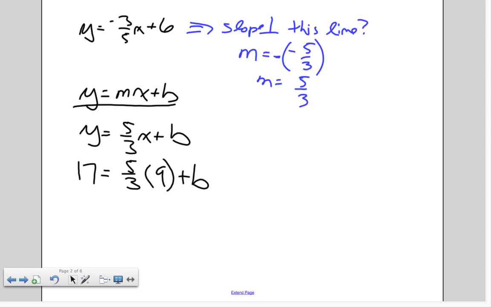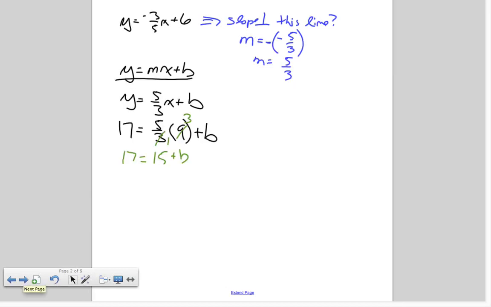Okay, so 5/3 times 9 equals 15. We're going to cross reduce. So we get 15 plus b. And then it's just algebra, so 17 equals 15 plus b. Can I just do this simply and have my next line be 17 minus 15 equals b, or should I do 17 equals b? Just tell me what we're doing.